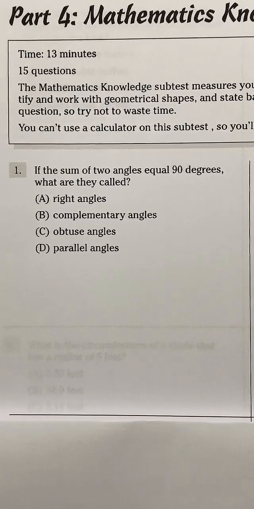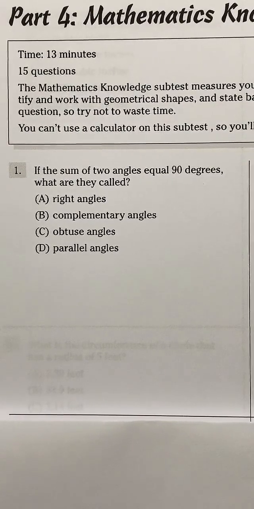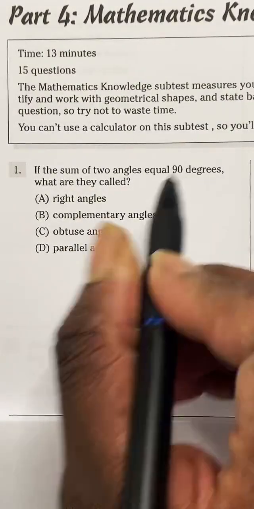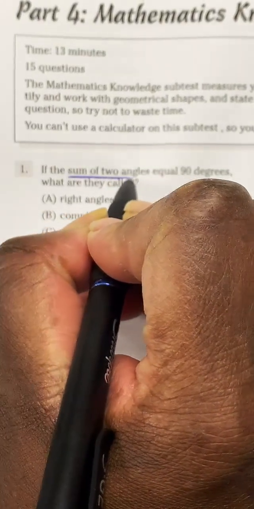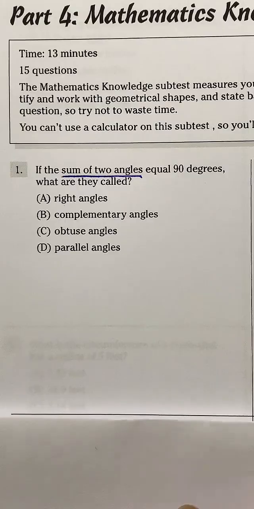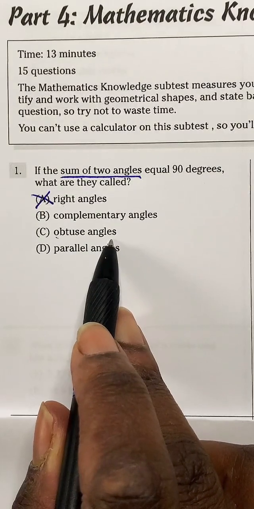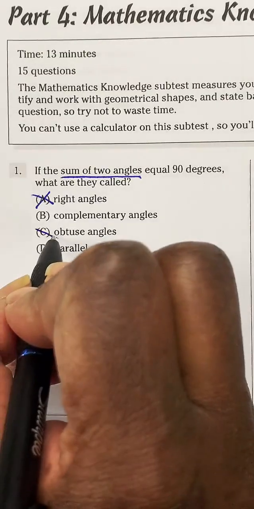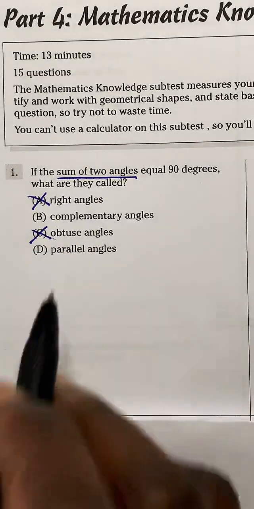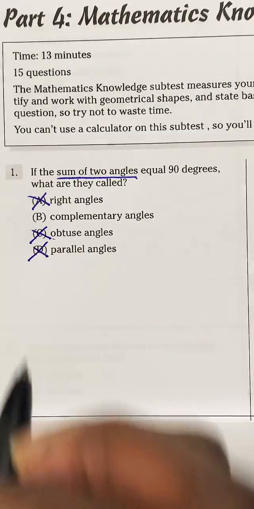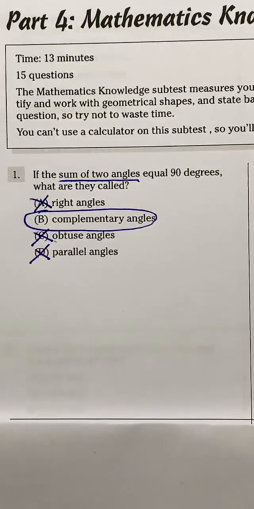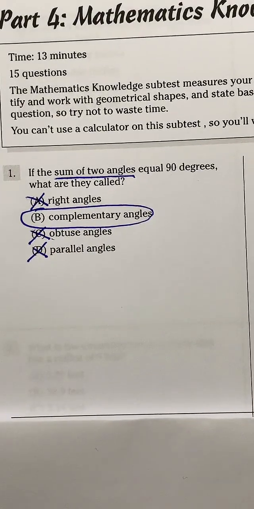So if the sum of two angles, okay, a right angle does not include the sum. Yes, a right angle is 90 degrees, but it says the sum of two angles, so it's not going to be A. Obtuse angles are angles that are more than 90 degrees but not quite 180, so C is out. And parallel angles, we don't have those. So your answer is going to be complementary angles.